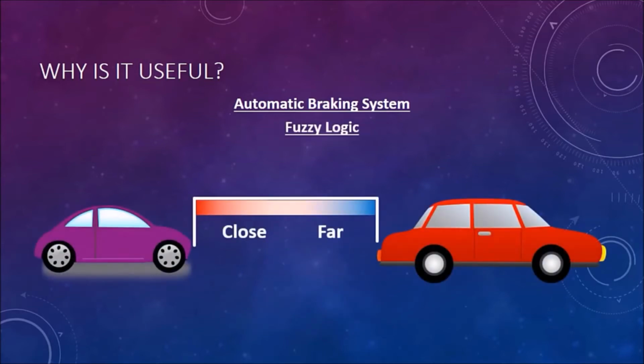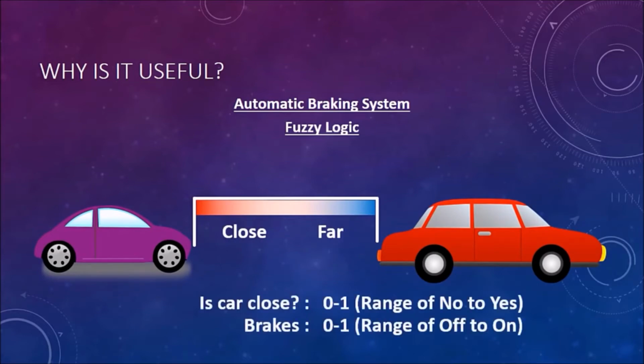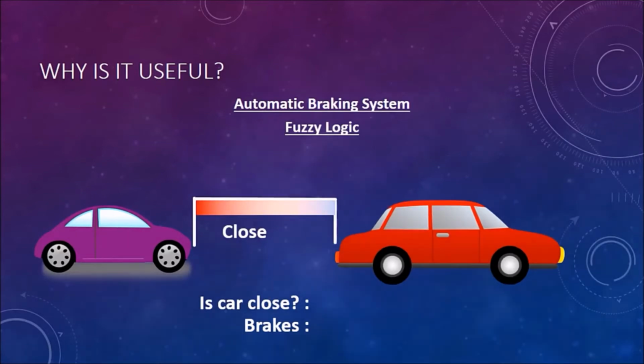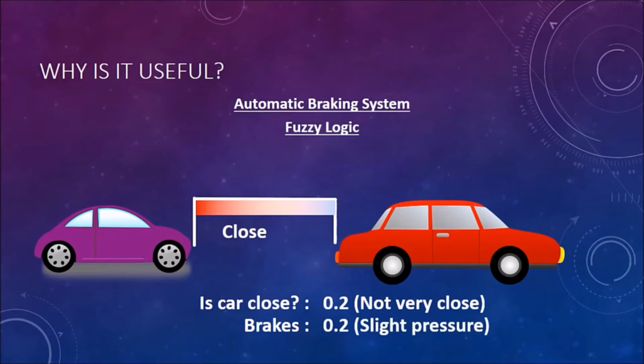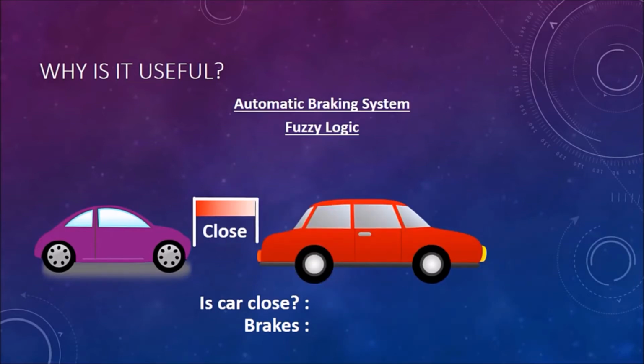So this is your situation, and now, going from close to far, you have this gradient. And you can say, is the car close? Well, it's anywhere between 0 and 1, in this range. And the same thing with the brakes, you can apply pressure between 0 and 1. So in this situation, is the car close? Well, 0.2. It's not very close. And as a result, we're only going to put slight pressure on the brakes. And in this situation, is the car close?